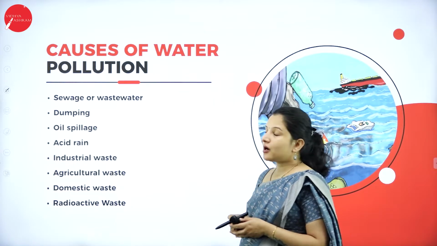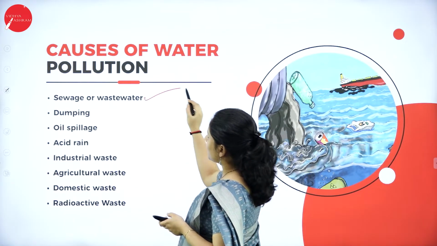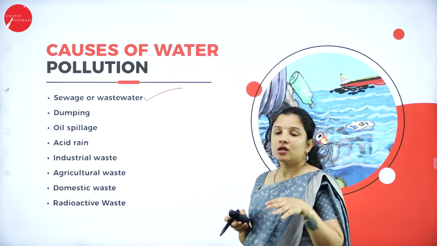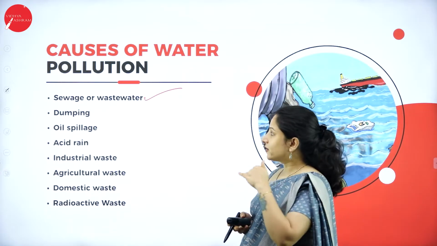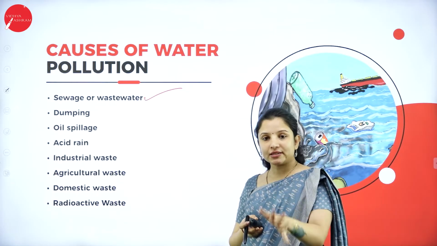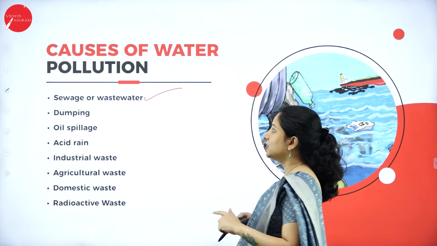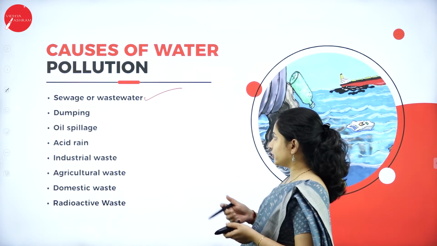Next, talking about the causes of water pollution. Sewage or wastewater. What is sewage? Sewage is nothing but the waste materials that come out of the industries, and the wastewater that is there will be dumped into water bodies such as lakes, oceans, rivers, etc. Therefore, sewage or wastewater is one of the major causes of water pollution.